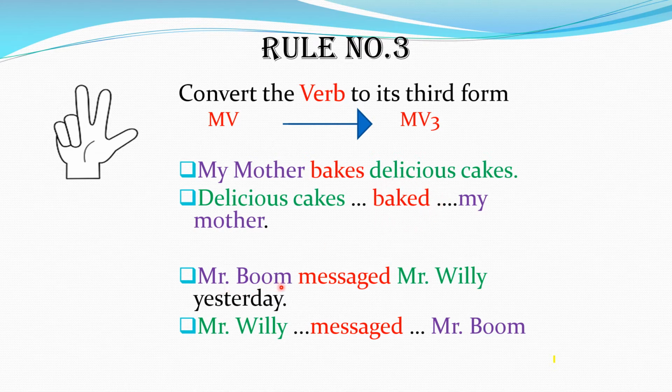This example is in simple past tense. Mr. Boom messaged Mr. Willie yesterday. Message is the main verb. The past tense of message is messaged and the past participle is also messaged. So, to just sum up, we'll be using the past participle form of the main verb.